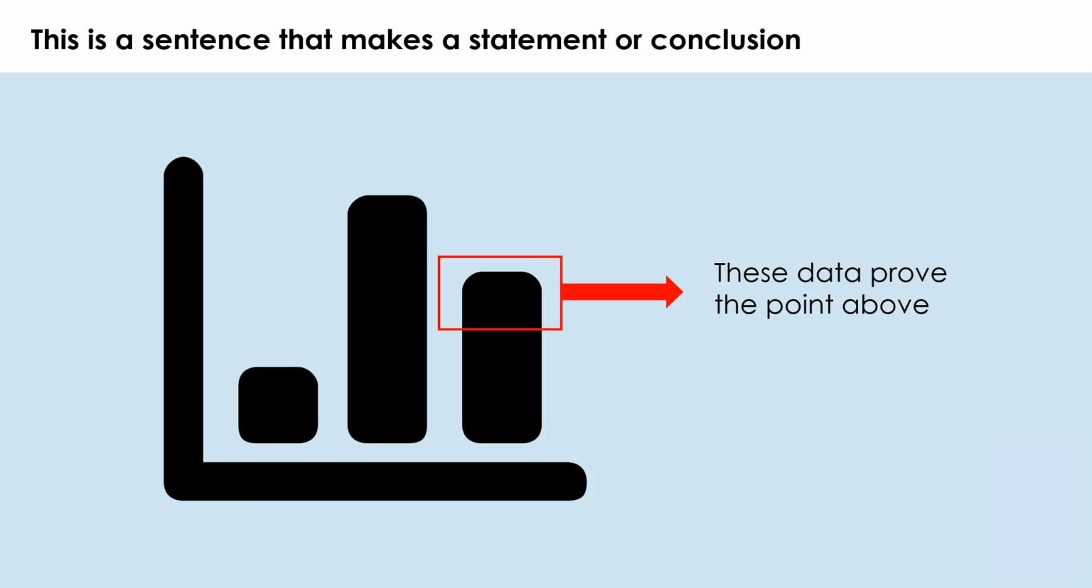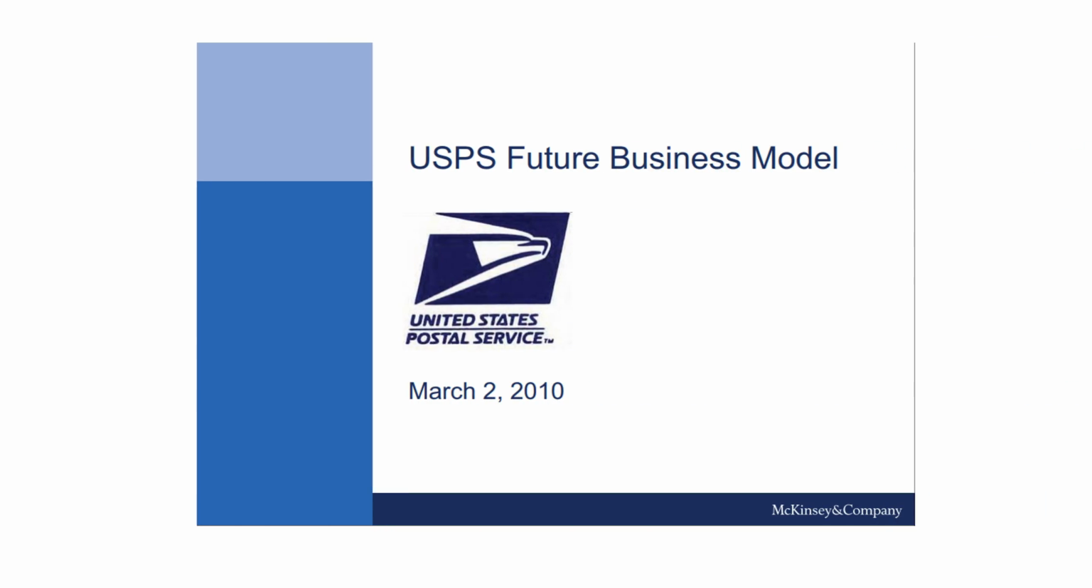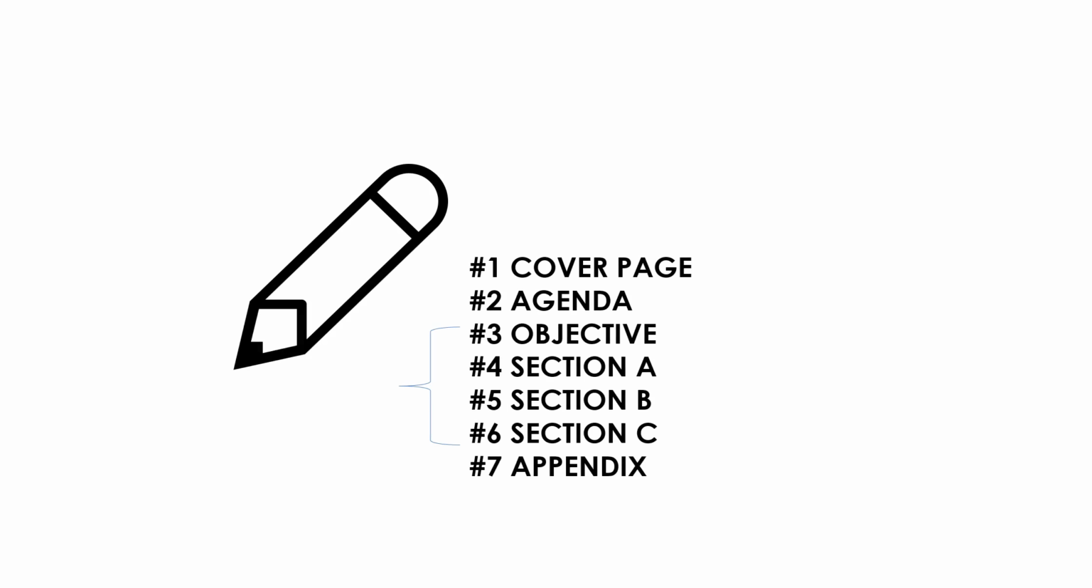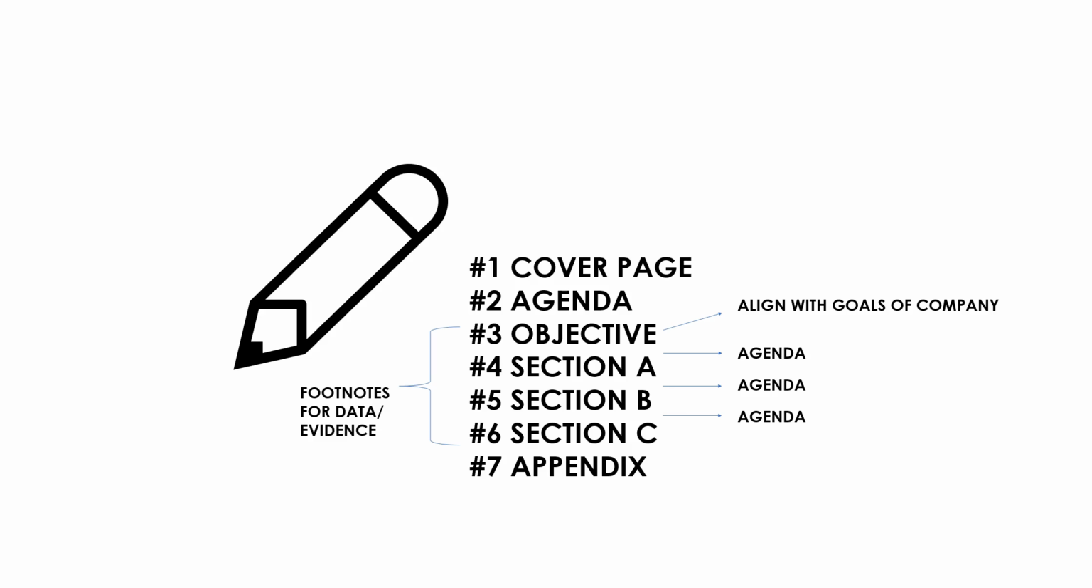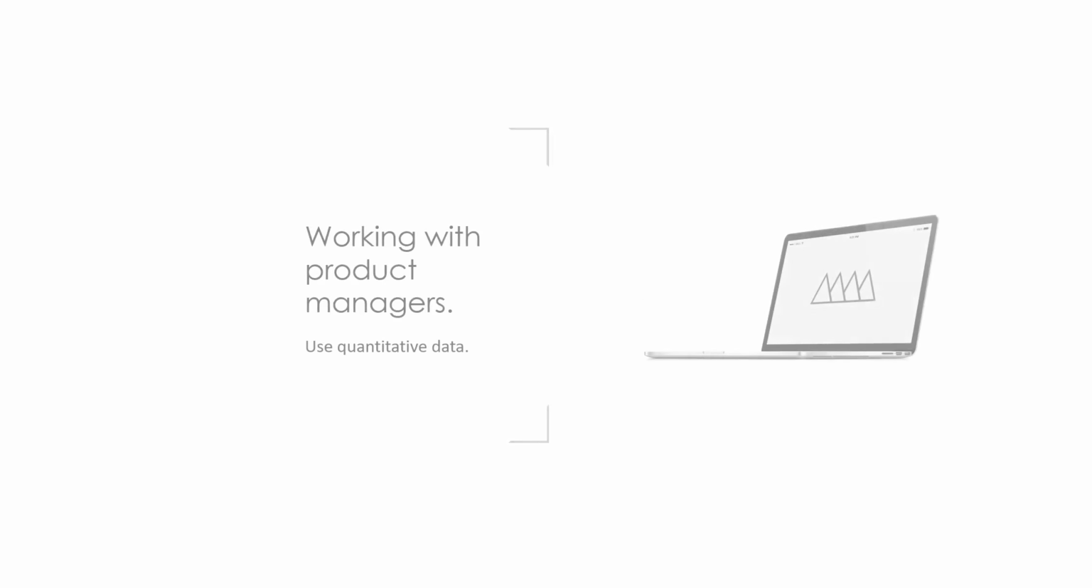A good example of a consulting style presentation is the USPS Future Business Model presentation by McKinsey. You can look this up on Google. Here is a good structure for this type of presentation. You start with a cover page, then the agenda of all the major sections, then the objective, the individual sections, and then additional data in the appendix.